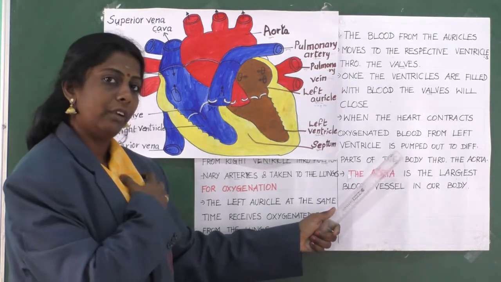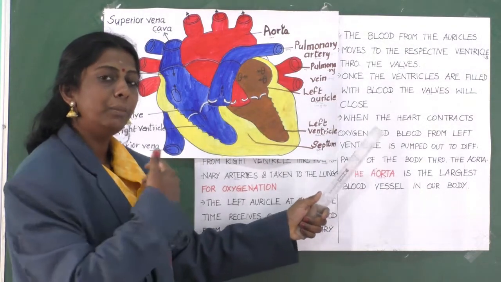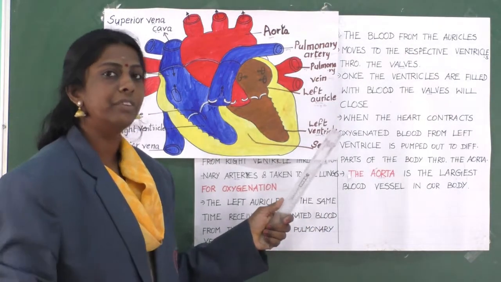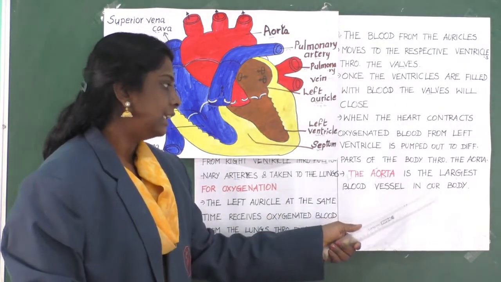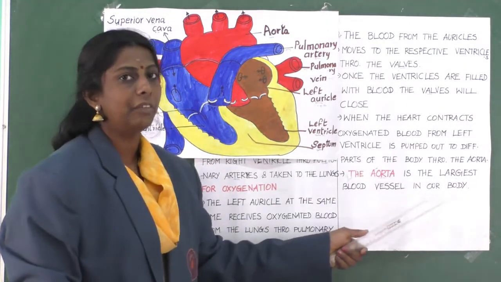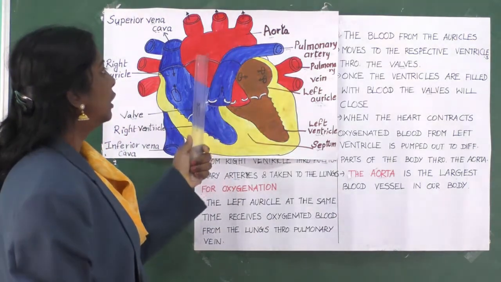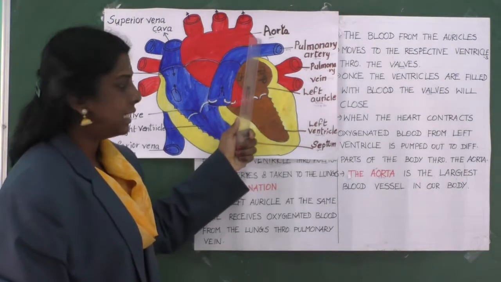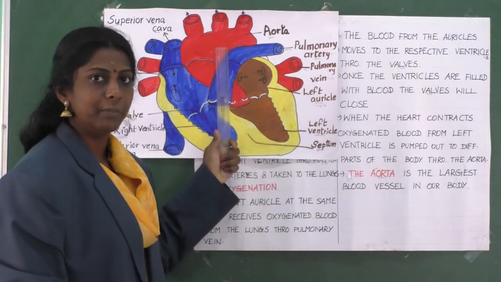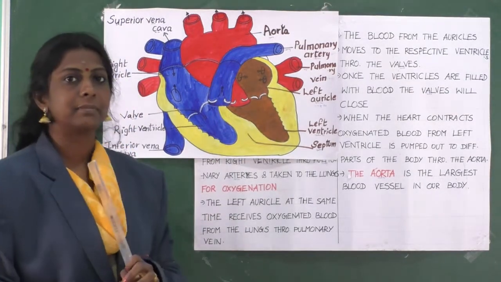So when the heart is contracting, oxygenated blood comes out from the left ventricle to different parts of the body. The aorta is the largest blood vessel in our body. Where is this aorta? This one, this red color. This aorta is the largest blood vessel in our body. Clear, children? So, this is the functioning of the heart.